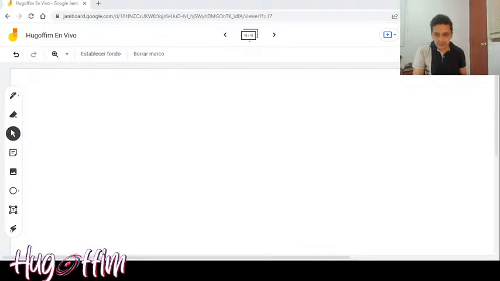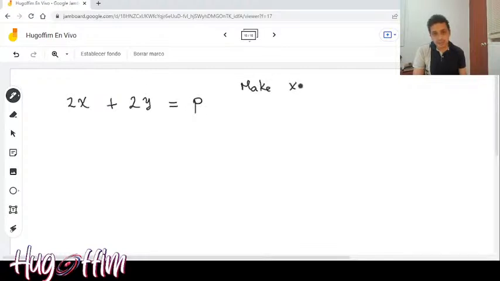I can imagine that we're going to make x the subject of the equation. So, 2x plus 2y equals p. Make x the subject of the equation is just solving the equation for x. So what we're going to do is just solve this equation for x.